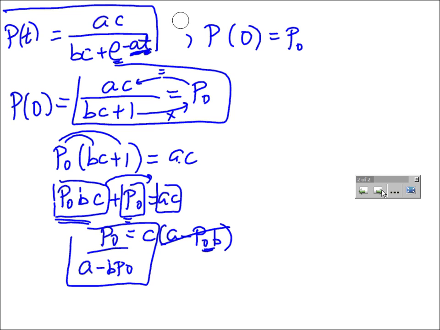So what I'm going to do is plug it in to the very top equation. p of t is a times c, p0 over a minus b times p sub 0.